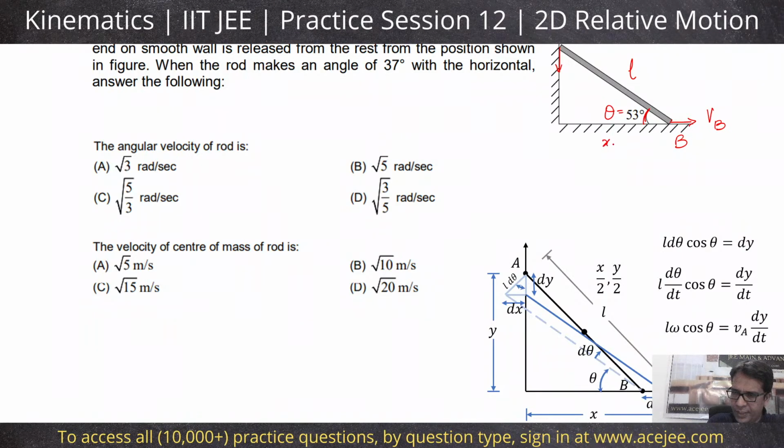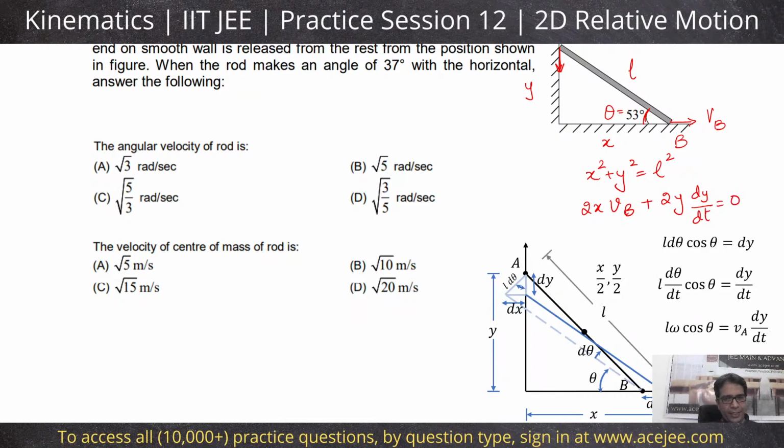If I call this distance x, and this y, then x squared plus y squared equals L squared at all times. If I differentiate with respect to time t, what would I get? 2x dx by dt, which is VB, plus 2y dy by dt, right? Will it not be minus dy by dt? Yes, it will be minus dy by dt.